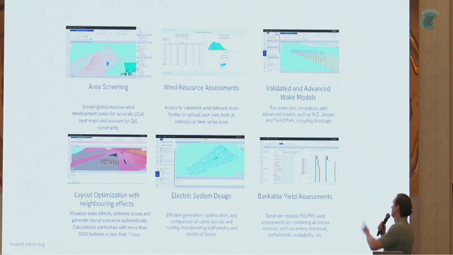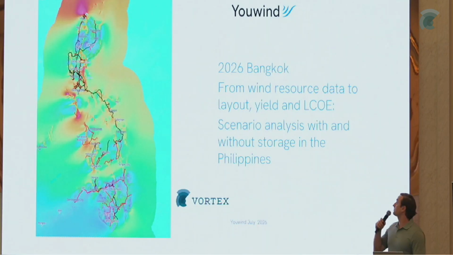And as a summary, you get really reliable P50, P90 analysis. So we also calculate the uncertainties, not only for the wind resource assessment, but Youwind also calculates electrical losses, and it also calculates unavailability of turbines. Then everything is combined into one place, essentially with one click.